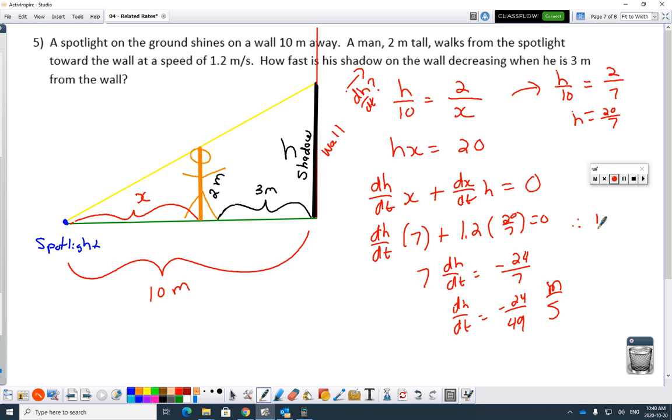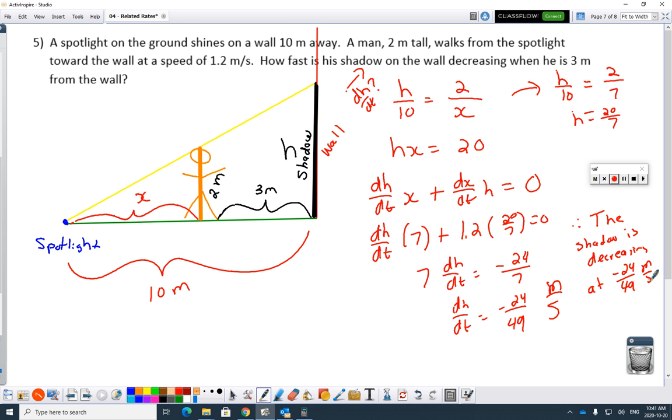Therefore, the shadow is decreasing at negative 24 over 49 meters per second. Some people would say, no, you already said decreasing, you don't need the negative there. But I've seen people argue this back and forth to the point where I'm like, I'll take it. If you know it's decreasing and you write negative, we know what we're talking about. If you write decreasing and positive, I'm like, I think you covered it. Yeah, okay. Other questions?